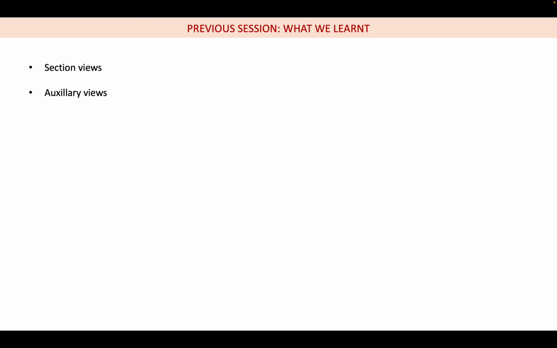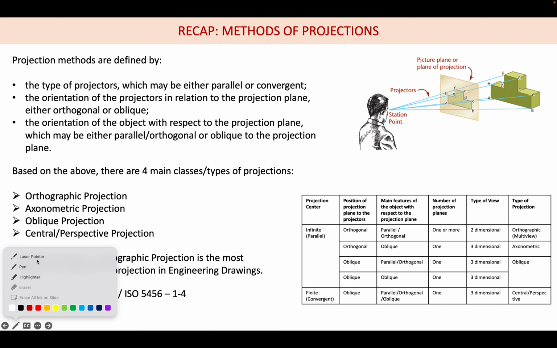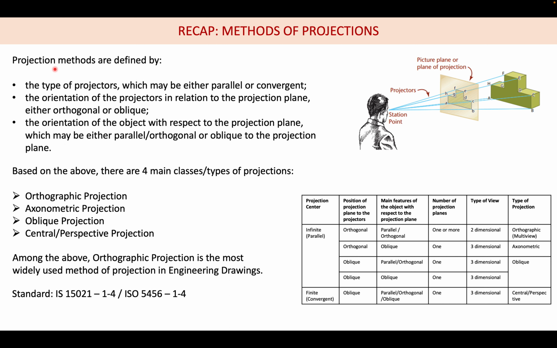In this session we are going to see isometric projection. Before that, we will take a quick recap of the different methods of projection which are available. So we'll just switch on the pointer. As you can see, the projection methods are defined by the type of the projectors, which may be either parallel or convergent. According to this classification, there are two types of projectors: one is a parallel projector, another is a convergent projector.